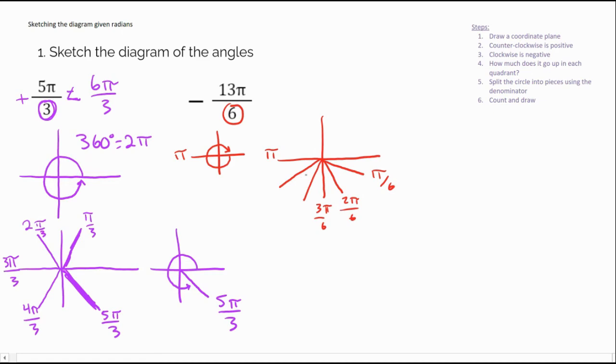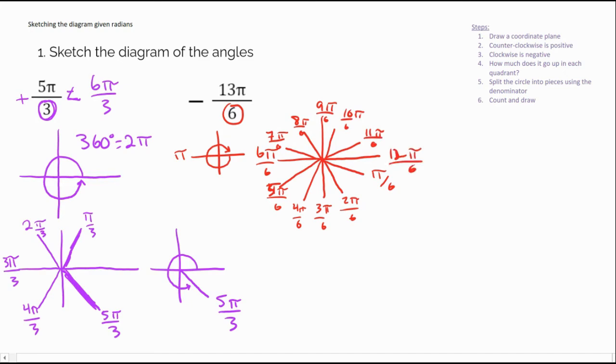Again, I'm going in negatives here. This is 4 pi over 6. Sorry, this one here is 4 pi over 6. This one's 5 pi over 6. This is 6 pi over 6, which is the same thing as pi. We continue cutting this up into sixths here. So 7 pi over 6, 8 pi over 6, 9 pi over 6, 10 pi over 6, 11 pi over 6, and then back where we started is going to be 12 pi over 6, which is just 2 pi.